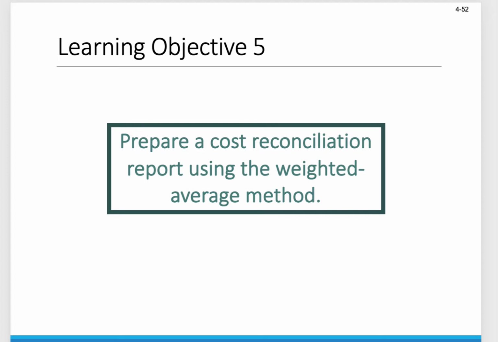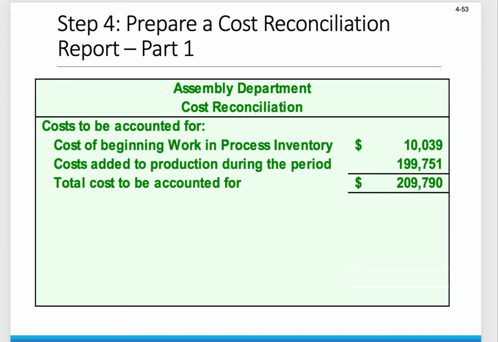Okay. The last step, we've got to reconcile the costs. Super duper easy. Okay. Why is it easy? Because we have all the information. We did all the calculating. We did all the difficult stuff. So to prepare a cost reconciliation, the first thing we need to do is compute the costs that are to be accounted for. Okay. So what costs are we accounting for?